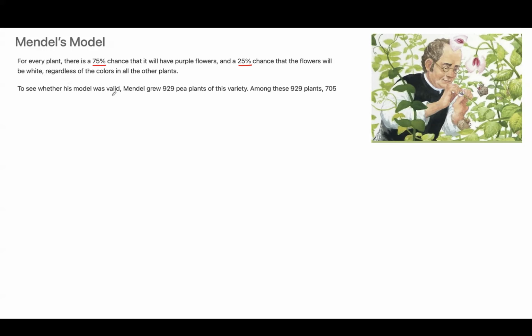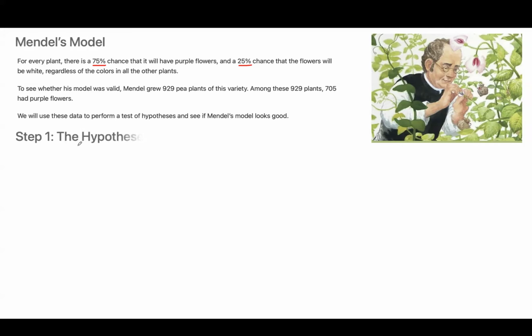To see whether his model was valid, Mendel grew 929 pea plants of his variety. Among these 929 plants, 705 had purple flowers. So this is the information that we have. Eventually, we're going to create a hypothesis test and check to see if the data satisfy the hypothesis or not. We're going to use this data to perform a test of hypothesis and see if Mendel's model looked good or not. In the very first step, the hypotheses are going to be defined.